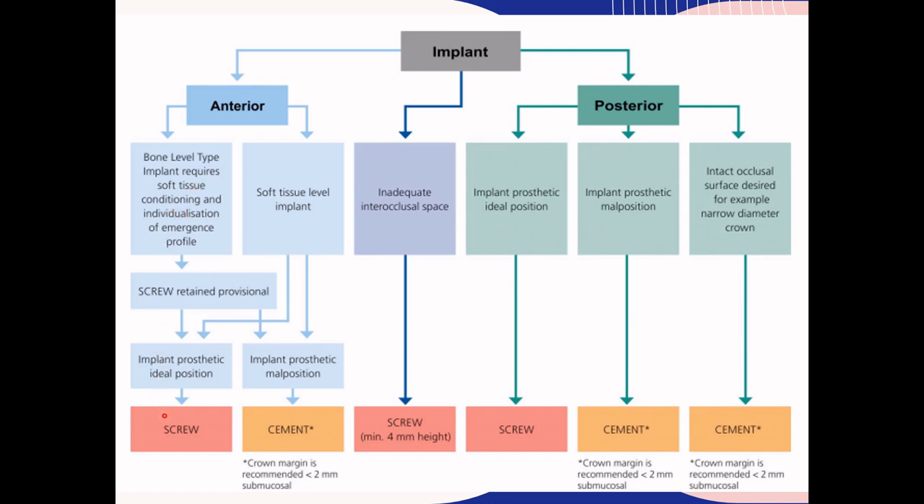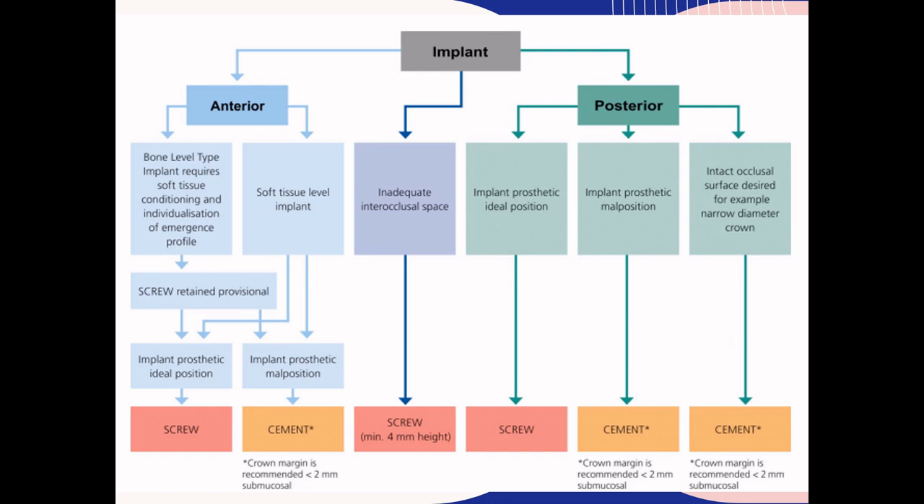If a soft tissue level implant and it's malpositioned, then you can go for a cement retained. And if there is inadequate interocclusal space, you can go for screw retained. And in posterior region, if implant properly placed, then screw retained. If it's malpositioned or if it needs occlusal adjustment, then you can go for a cement retained restoration.